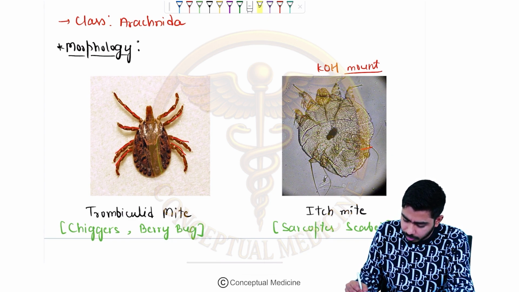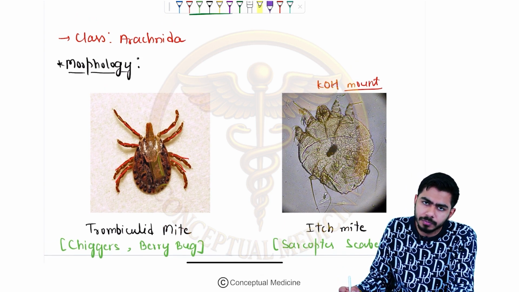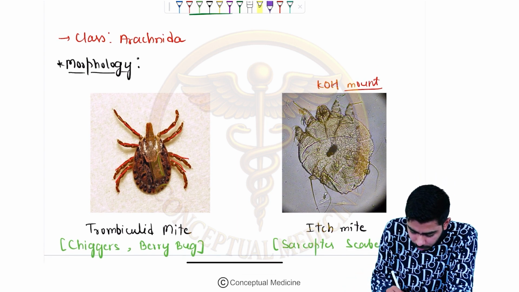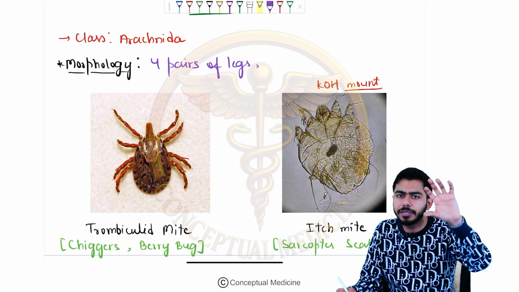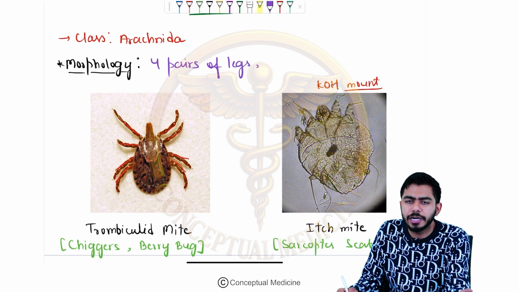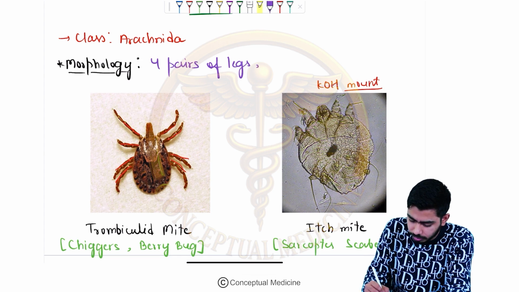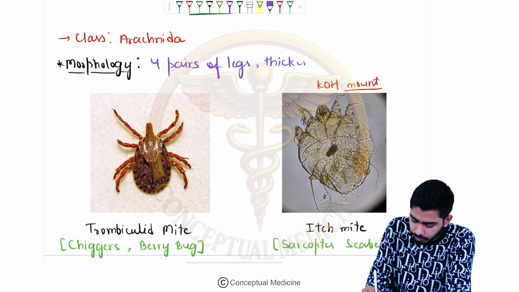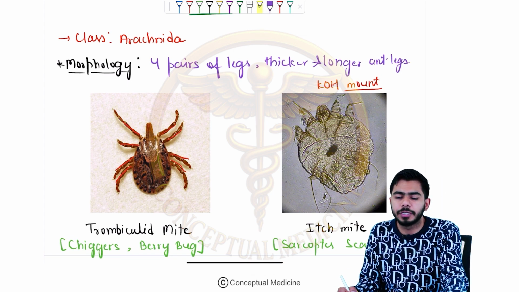So let me briefly summarize the points as far as morphology is concerned. I shall write in the morphology section that they have 4 pairs of legs. Along with that, they might have thicker anterior legs and thinner posterior legs. Thicker and longer anterior legs you can see over here. For example, here thicker and longer anterior legs are seen, especially in the itch mite.